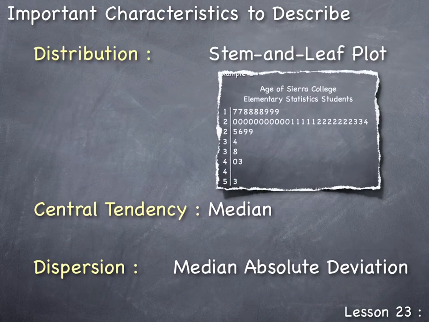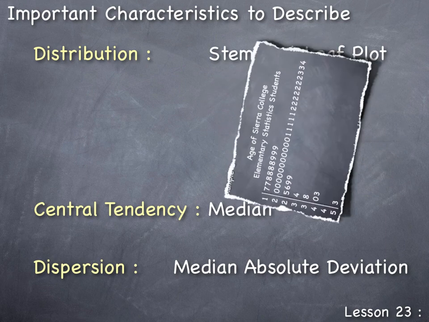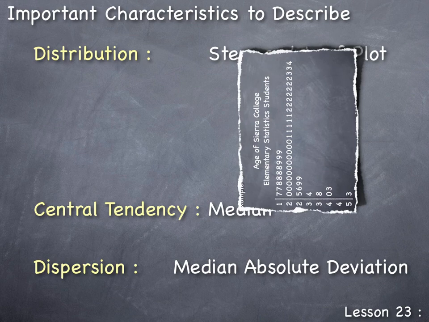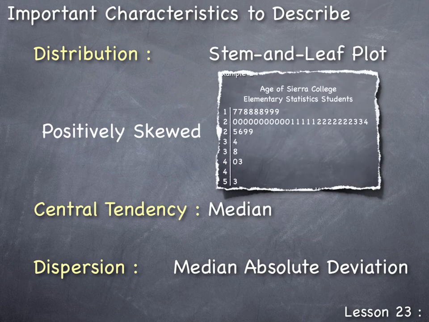So in a previous example, we were able to construct the stem and leaf plot for the age of Sierra College Elementary Statistics students. And if you look at the overall pattern, you can see that it is lopsided. That is, the ages extend much further in the positive or increasing direction than they do in the negative or decreasing direction, thus providing us with a positively skewed shape distribution. Also, with the aid of the TI-84 calculator, the median age was calculated to be 21 years, and the median absolute deviation was calculated to be 1 year.